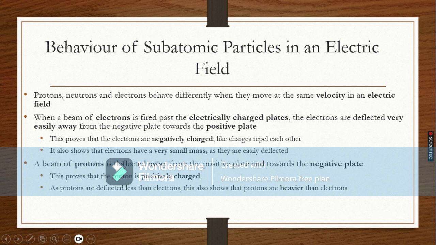Now, when a beam of protons is ejected past the electrically charged plates, what happens? It is deflected away from the positive plate and towards the negative plate. What does this indicate? This indicates that the proton is positively charged, since again, like charges repel each other and unlike charges attract each other. The positive moves away from the positive and is deflected towards the negative plate. Now, as protons are deflected less than the electrons, this also shows that protons are heavier than electrons.